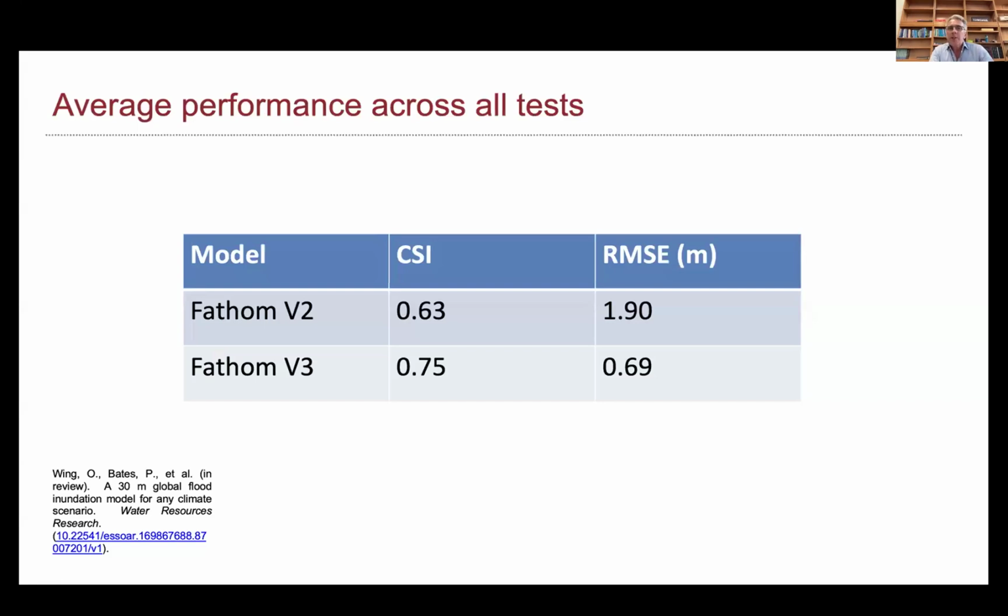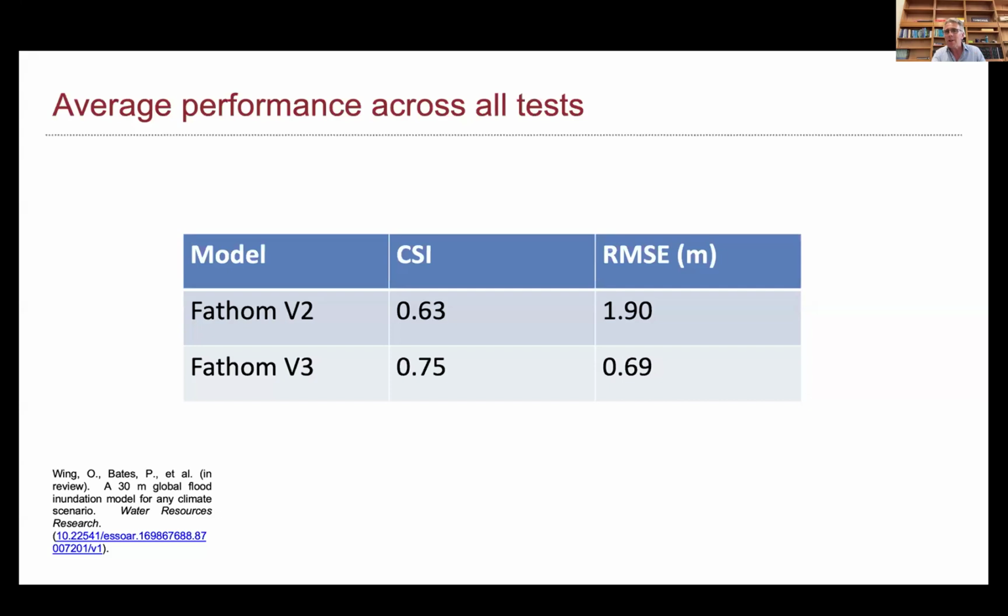So to summarize these statistics, across all these tests, the CSI is improving up to 0.75, and the root mean square error is going from 1.9 meters down to 0.69. Let's put that in context. I've built a few models in my time. If I built a model of a particular site and compared it to a satellite image, if I got a CSI above 0.7 I'd be happy, and above 0.8 I think I'd be doing really well. The best I've ever done is a CSI of 0.9.